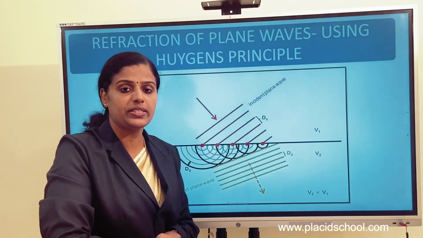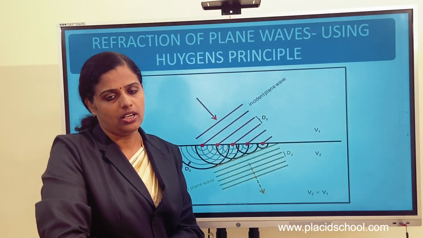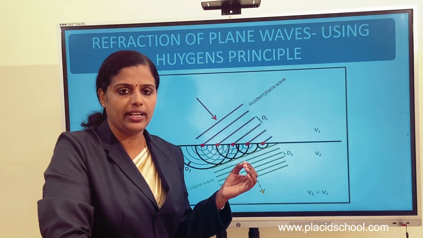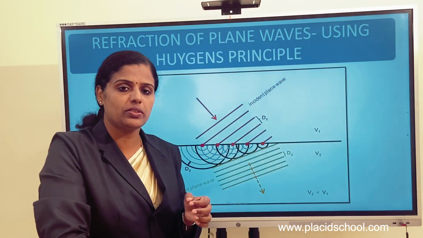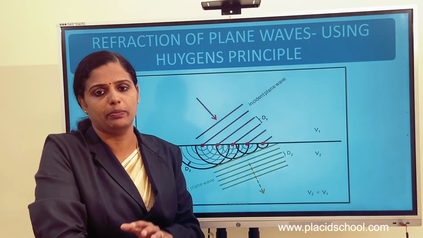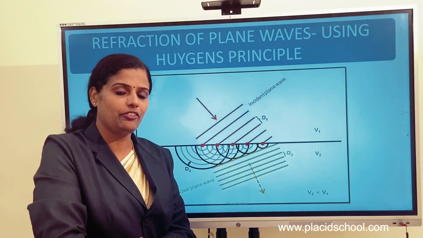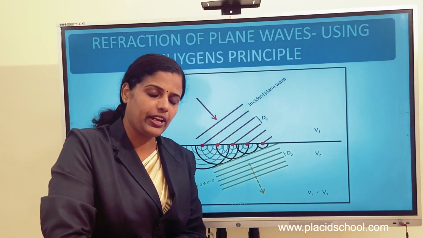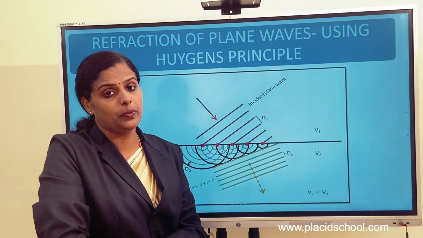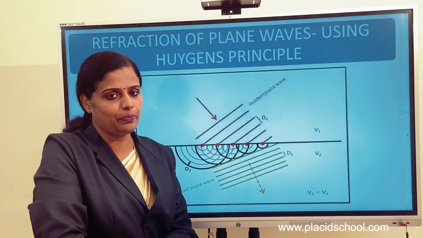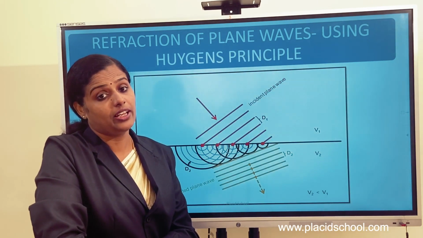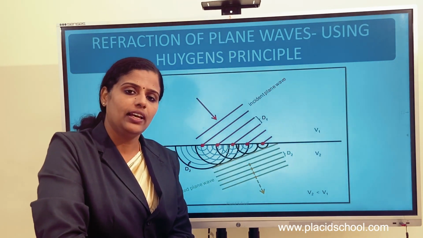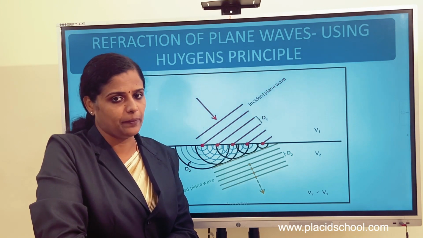Now we are going to see refraction. Refraction means a beam of light coming to a refractive medium bends towards or away from the normal. That is the case of refraction. In refraction, we have to prove the first law, Snell's law: the sine of the angle of incidence to the sine of the angle of refraction is equal to the refractive index of the medium.